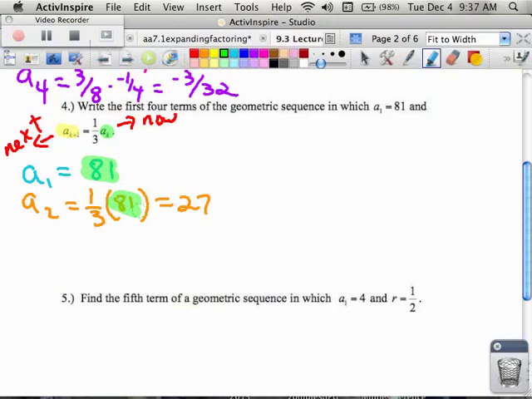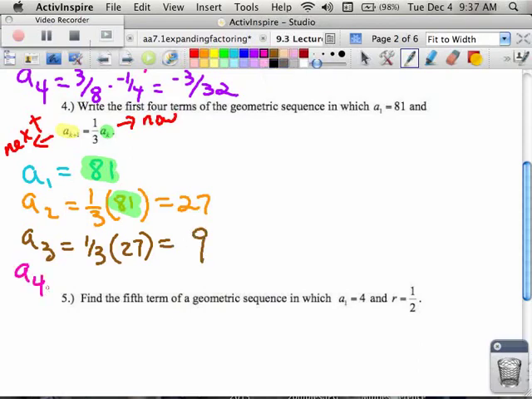And that's it. That means then that for my a sub 3, I would take that 1/3, and instead of multiplying by 81 now, I'd multiply by 27. And then I'd get 9. And if I wanted my last number, I would take my 1/3, and I'd multiply by what I've got right now, which is the 9, and I'd end up with 3. So my first term is 81, my second one is 27, my third one's 9, my fourth one's 3, and my common ratio is 1/3. I'm multiplying by 1/3 every single time.